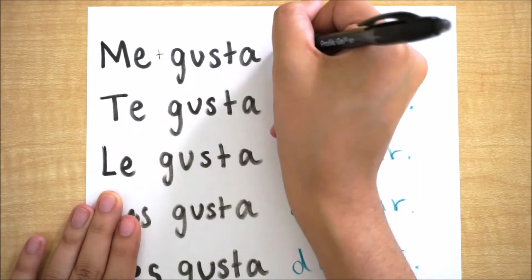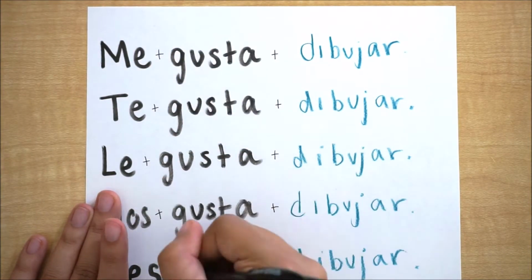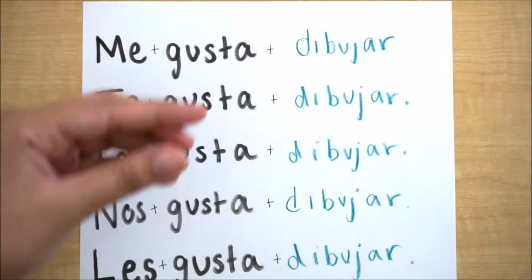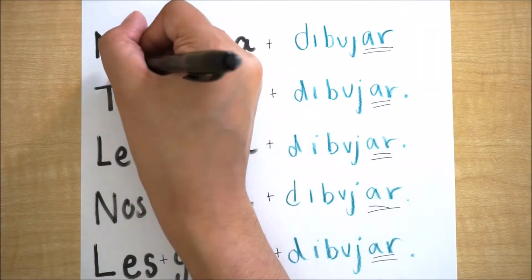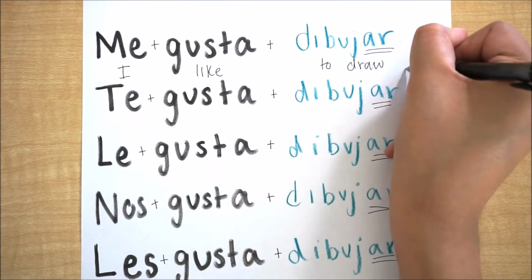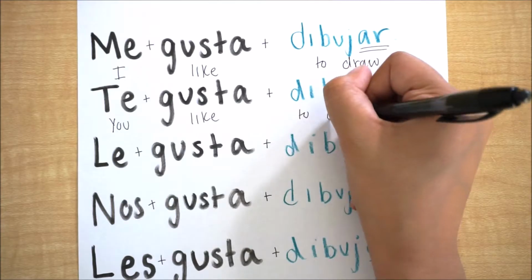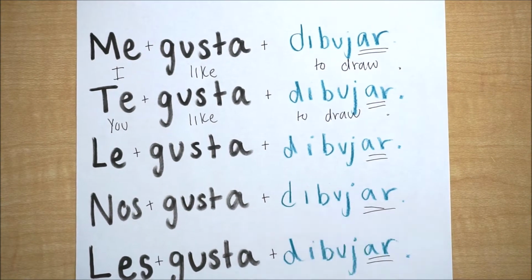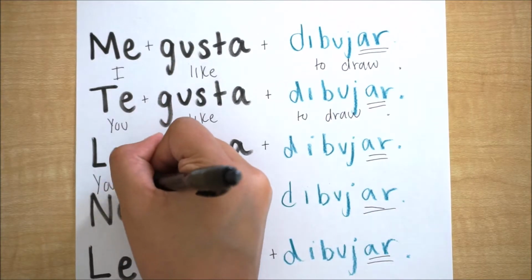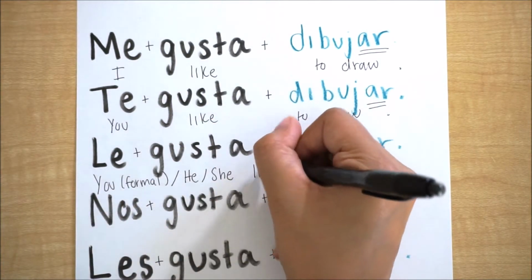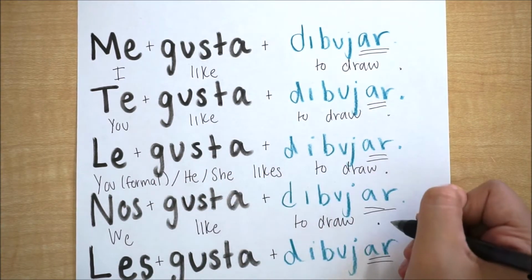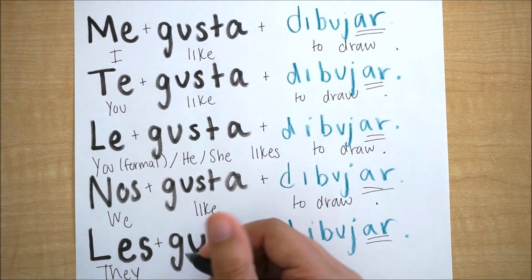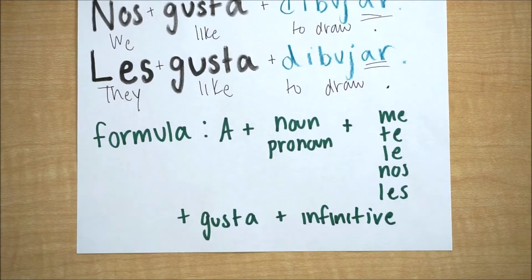All right, let's go over some quick examples just so we can see this in action. So we have me gusta dibujar. I'm following the formula. I'm choosing me, te, le, nos, les plus gusta plus the infinitive. In this case, I'm using an AR verb, dibujar, which means to draw. The first one is me gusta dibujar, which means I like to draw. Then we have te gusta dibujar, which means you like to draw. Then le gusta dibujar, which means you formal like to draw, or he likes to draw, or she likes to draw. Then nos gusta dibujar, which means we like to draw. And lastly, les gusta dibujar, which means they like to draw.